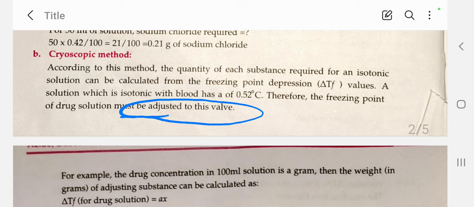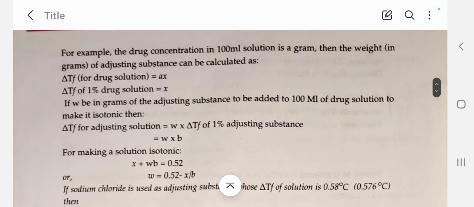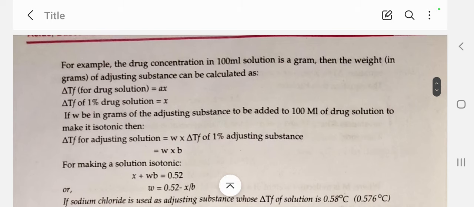So each and every pharmaceutical solution or drug substance is to be brought to this freezing point depression of 0.52 degrees Celsius. How can we adjust by this method? We'll see by calculation itself. For example, let the drug concentration in 100 ml solution be a grams. Then the weight, in grams, of adjusting substance can be calculated as follows. Delta TF is the depression of freezing point of the drug solution, which we consider as aX. And how much adjusting substance is required to adjust?